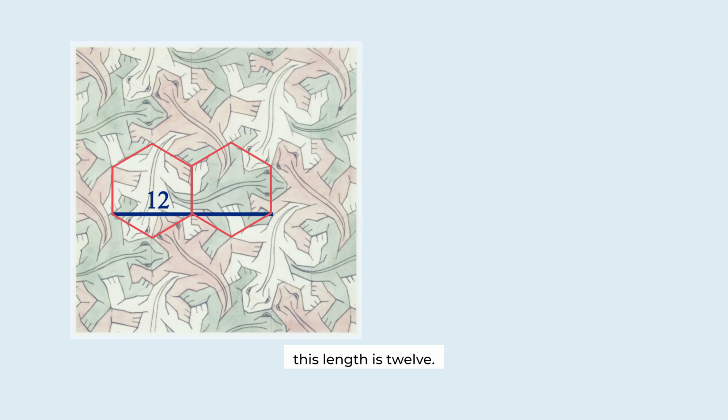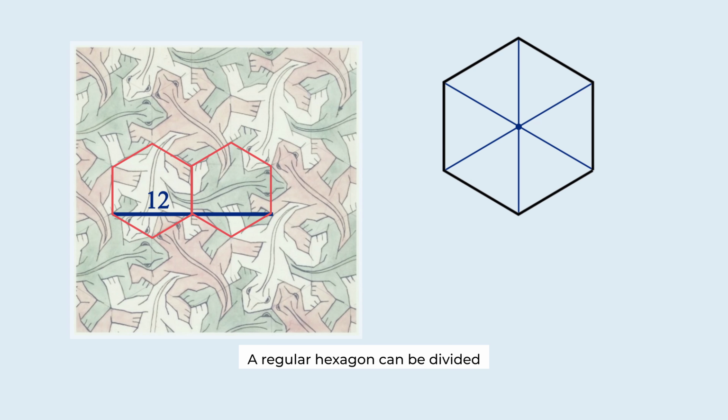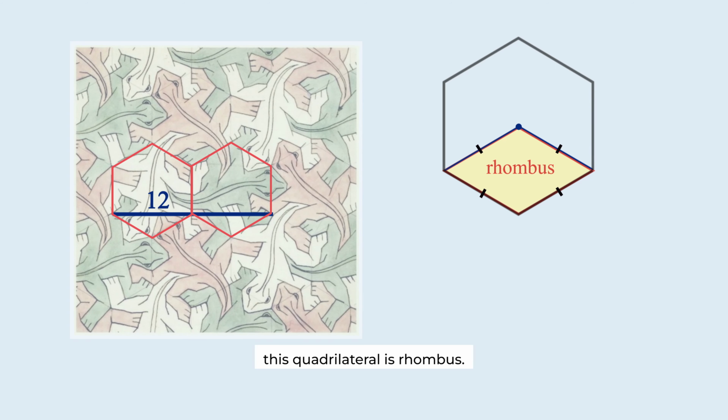This length is 12. A regular hexagon can be divided into 6 equilateral triangles. All these angles are 60 degrees, and all these sides are equal. Since all 4 sides are equal, this quadrilateral is a rhombus. Thus, the diagonals bisect each other perpendicularly.